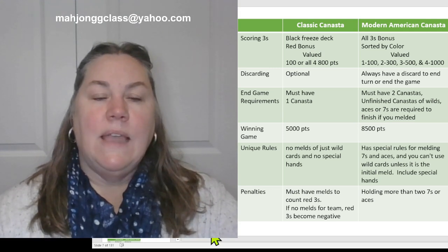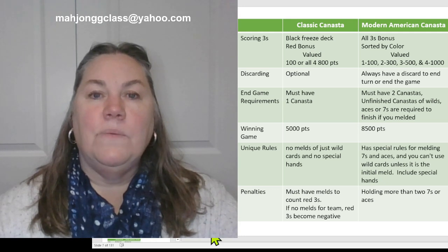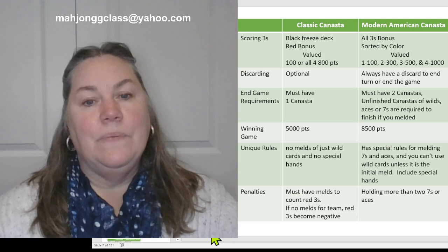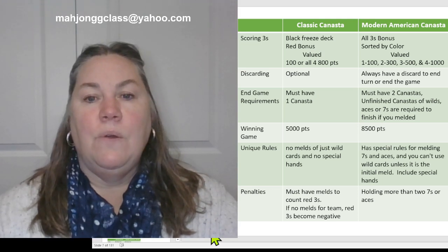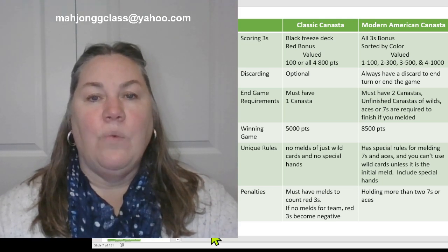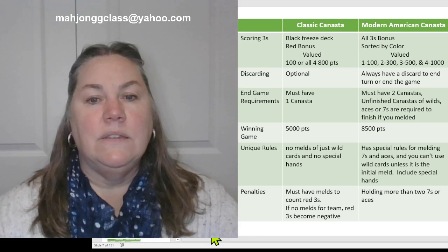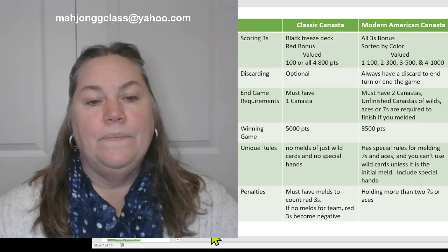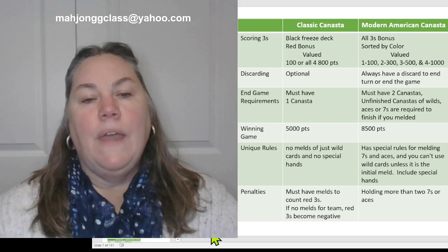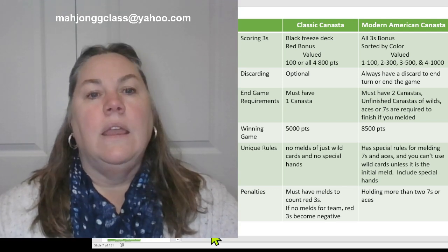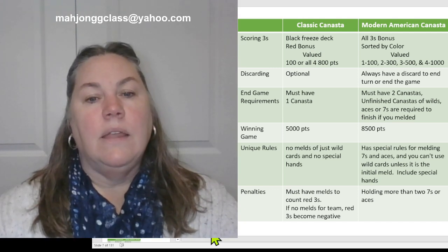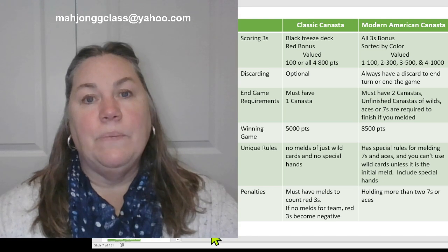The requirements to end the game: in Classic, you must have 1 canasta. In Modern, you must have 2. And in Modern, if you have unfinished canastas of wilds or aces or sevens, you're required to finish the meld before you can go out. Both have an end score for winning. In Classic Canasta, it's 5,000 points. In Modern Canasta, it's 8,500 points.